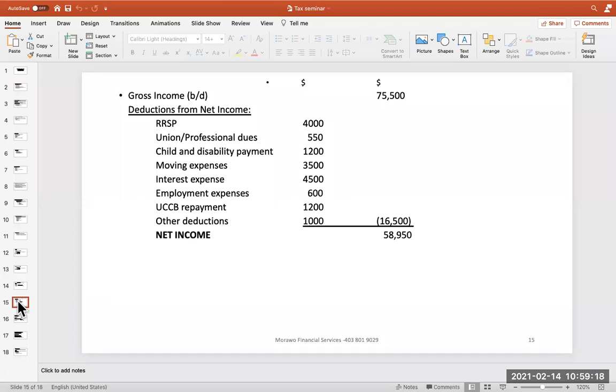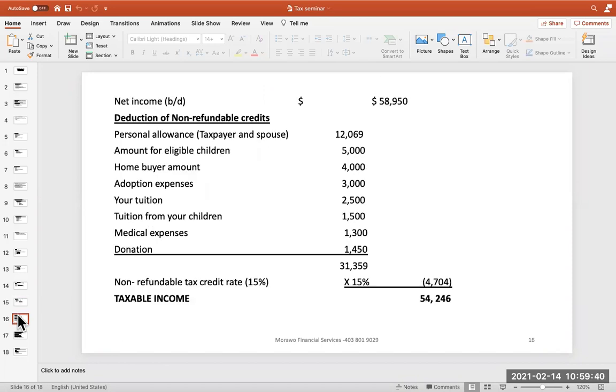Let's say the total of this is 16,500. So these are the things you take off 100% from your income. So we take it from your income of 75,500. So you have net income of 58,950. Let's go to the next slide.